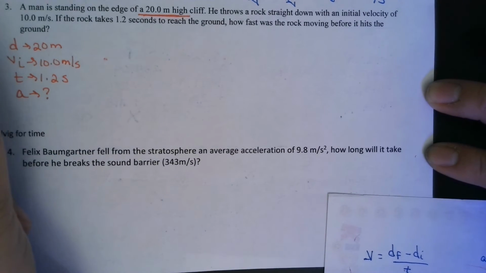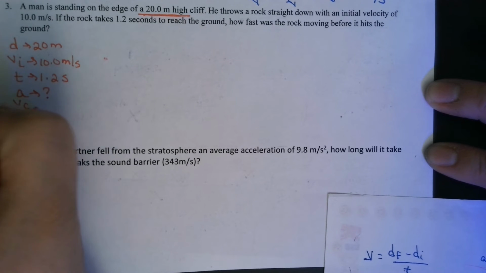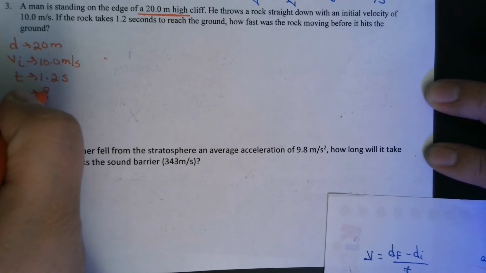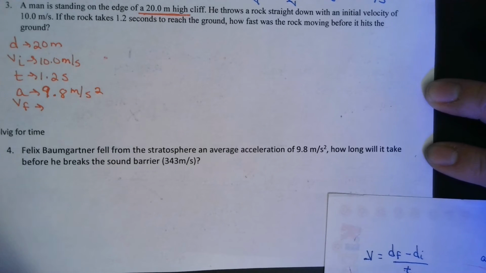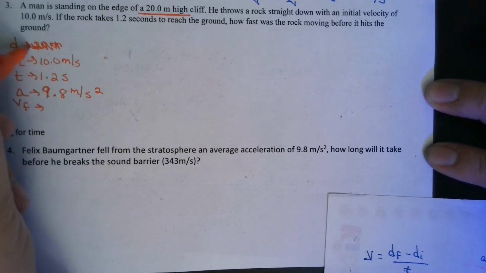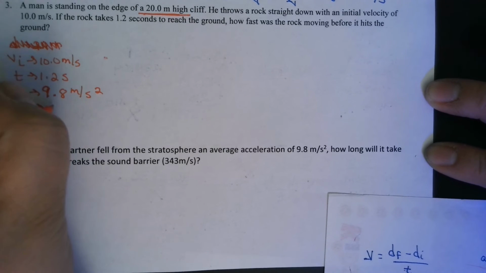How fast was the rock moving before it hit the ground? So the final velocity. Acceleration here is actually going to be 9.8 because this object is falling. So this is going to be 9.8 meters per second squared. Distance is going to be extra information in this case. So we don't need to know this because it's going to be about acceleration. And we need to find the final velocity here.